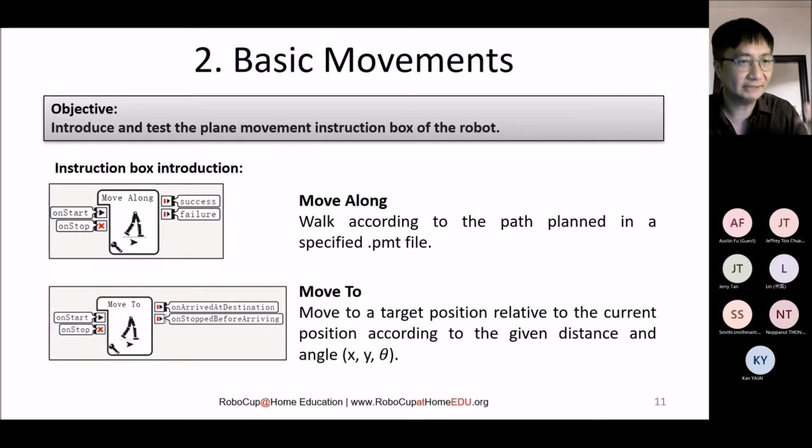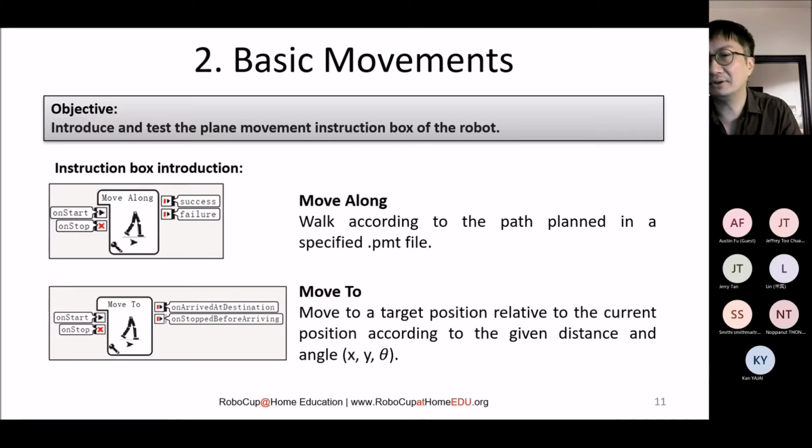Okay. Then next we have the move to. This move to is very straightforward. Normally it's for one path, which means you want to go to a specific location, from one starting position to another. But not necessarily a straight line, because it moves according to the given distance and angle. Distance is x and y, and the angle is how much you want Pepper to turn when it moves, right? So x, y, z.